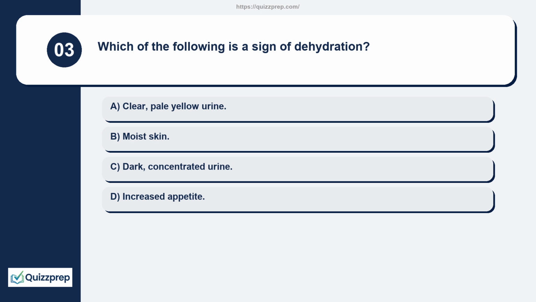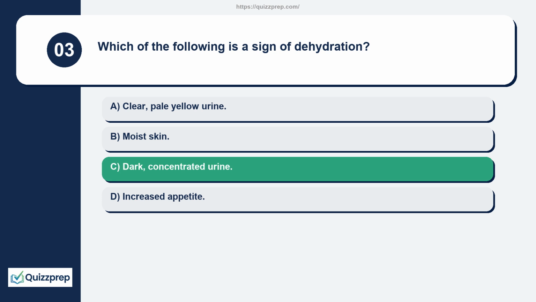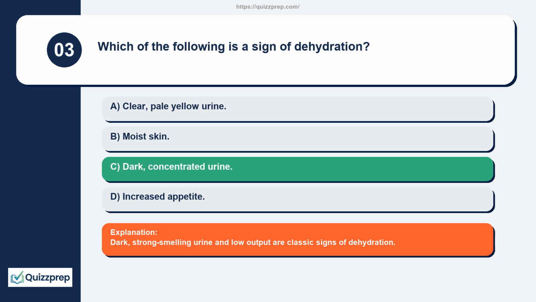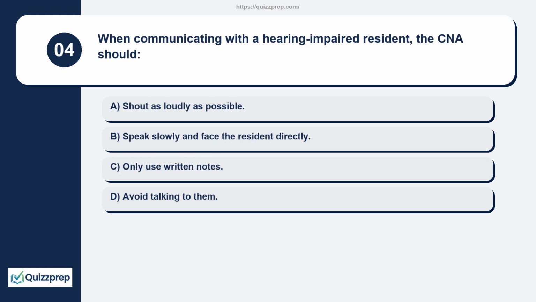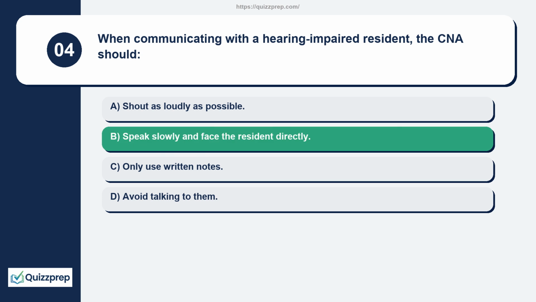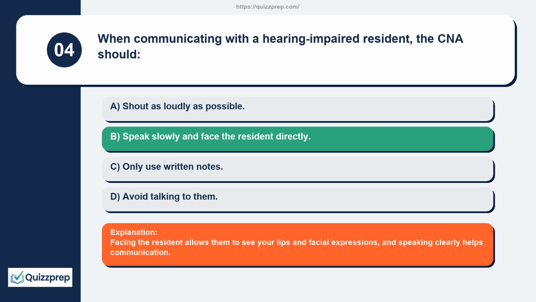Question 3. Which of the following is a sign of dehydration? Clear, pale yellow urine. Moist skin. Dark, concentrated urine. Increased appetite. Dark, strong-smelling urine and low output are classic signs of dehydration. Question 4. When communicating with a hearing-impaired resident, the CNA should shout as loudly as possible, speak slowly and face the resident directly, only use written notes, avoid talking to them. Facing the resident allows them to see your lips and facial expressions, and speaking clearly helps communication.